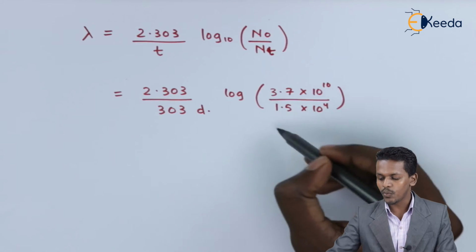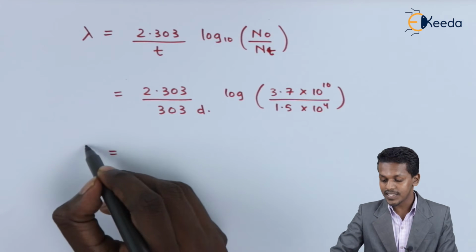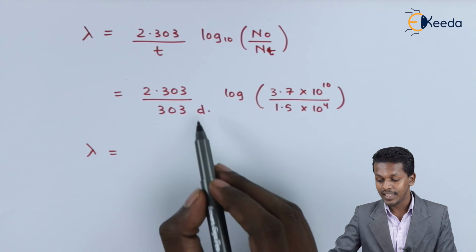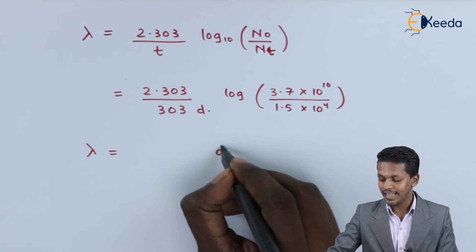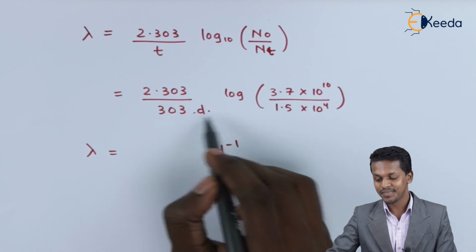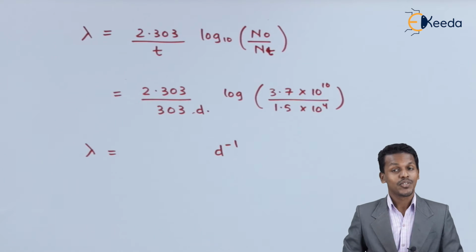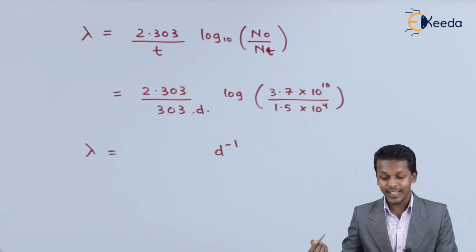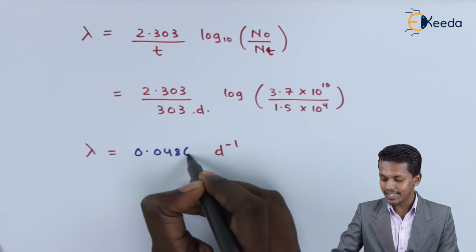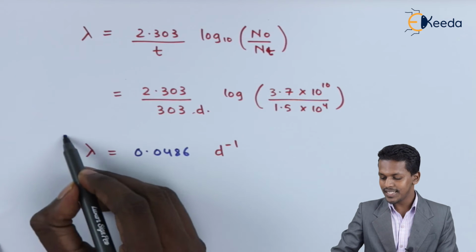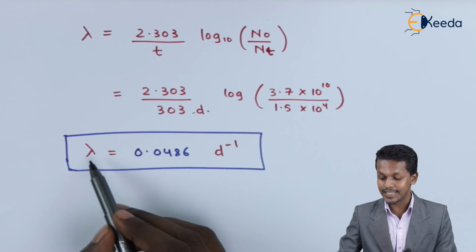So this is what we have. If we calculate this, let's see what value of the decay constant we get. The unit of the decay constant will be day inverse. After calculating all this, we have got a value of 0.0486. This is the value for the decay constant, lambda.